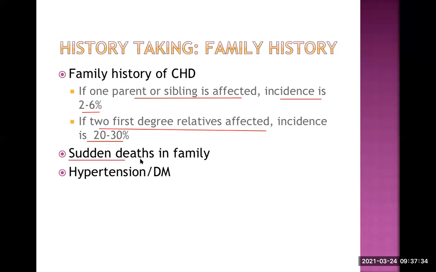Ask about the history of sudden deaths in the family. Any heart disease can lead to sudden death in the family. It's not only ischemic heart disease, any type of heart disease can do that. And take the history of hypertension and diabetes also.